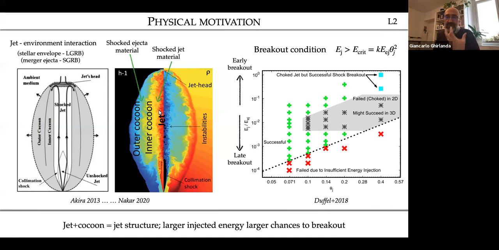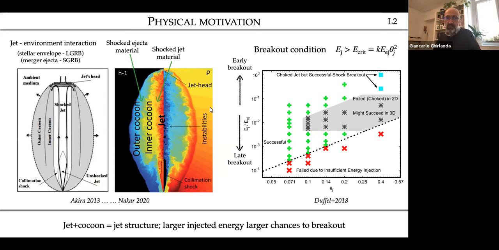So the basic idea now, or the main question, is: what are the conditions that the jet should have in order to break out? Because you can imagine that the properties of the electromagnetic emission we see, whether the GRB or the afterglow, depend on the fate of the jet. It is either successful and breaks out of this material, or on the other side, it is choked, so it fails to break out.